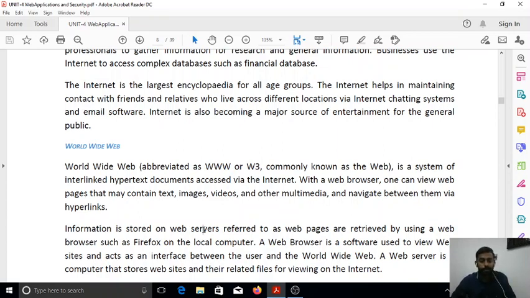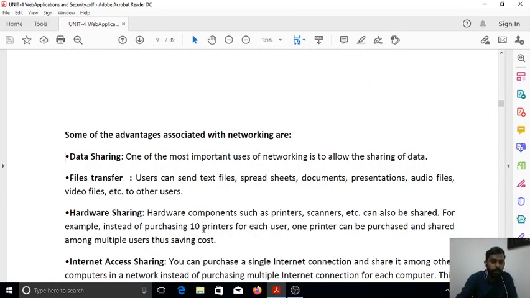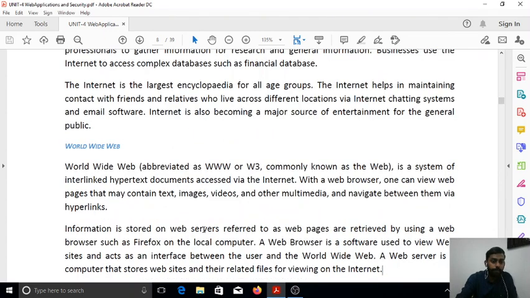A web browser helps us to view websites and provides an interface between the user and the World Wide Web. A web browser is software that allows us to view the content in a website or web page, and is an interface between the user and the World Wide Web. A web browser is a computer that stores websites and their related files for viewing on the internet. So these are the topics for the day.